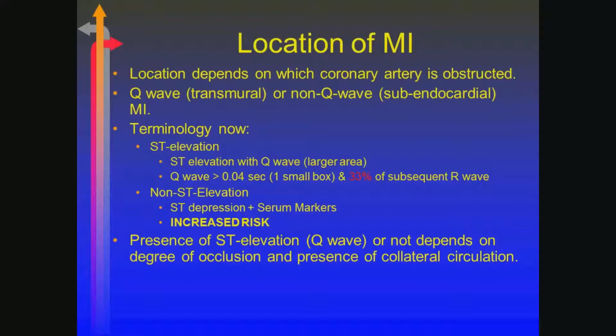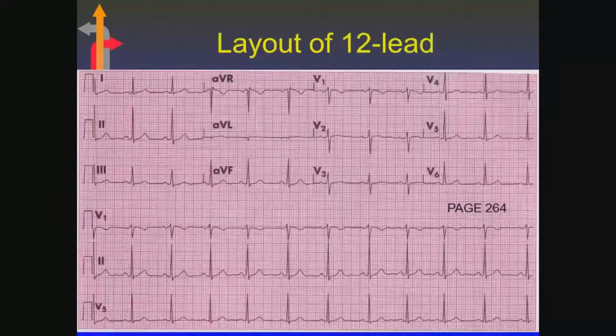In non-ST elevation, you end up actually having ST depression and some serum markers, and these folks are at risk of ending up developing an MI. So it has to do with the presence of occlusion and how much collateral circulation you have.